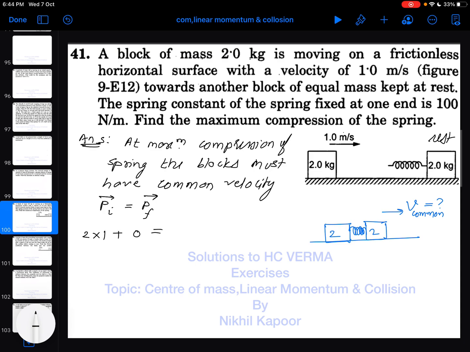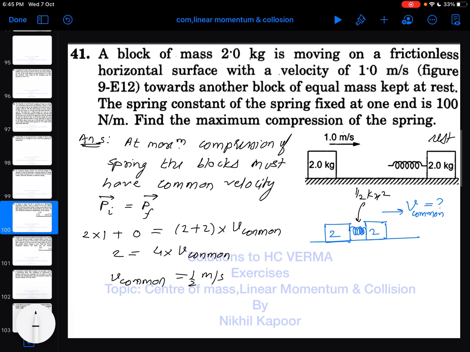The final momentum of the system will be the common mass, that is 2 plus 2, into the common velocity during maximum compression. So 2 is equal to 4 into their common speed. So during maximum compression, the two blocks are going with a common speed of 1/2 meter per second. Whatever the decrease in the kinetic energy of the system is, that gets converted into the elastic potential energy of the spring, that is half kx square.